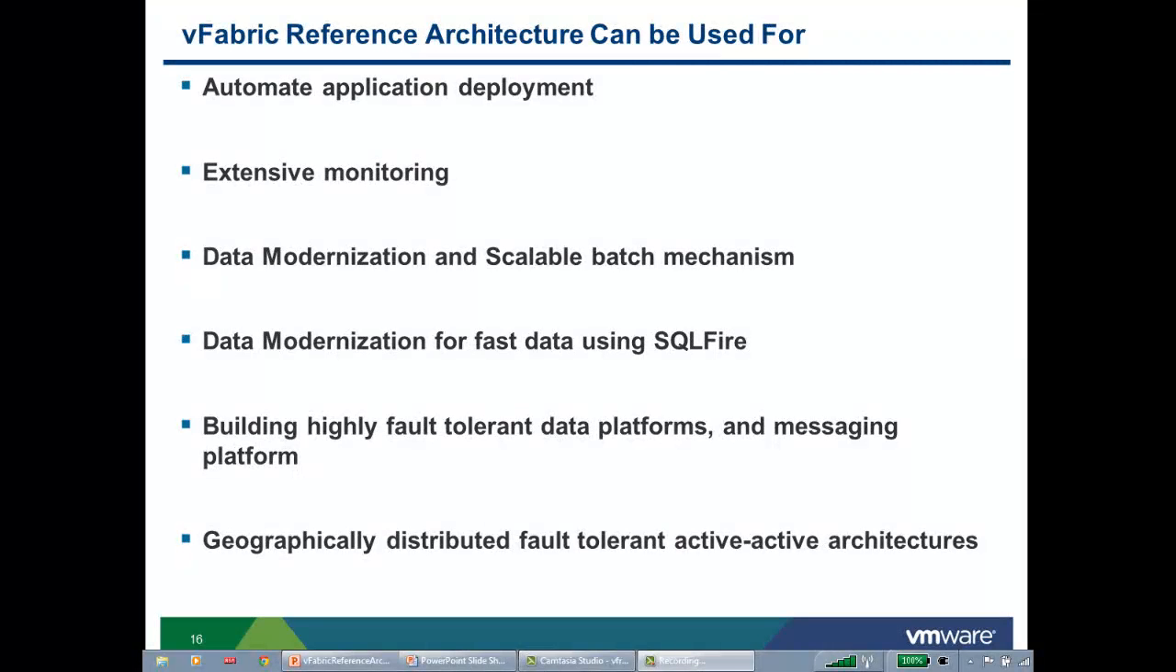The vFabric Reference Architecture can be used for automating application deployment through vFabric Application Director, extensive monitoring through vFabric APM, data modernization and scalable batch mechanism through leveraging a load balancer layer and Spring Batch, data modernization for fast data patterns using vFabric SQL, building highly fault-tolerant data platforms and messaging platforms, and also geographically distributed fault-tolerant active-active architectures.